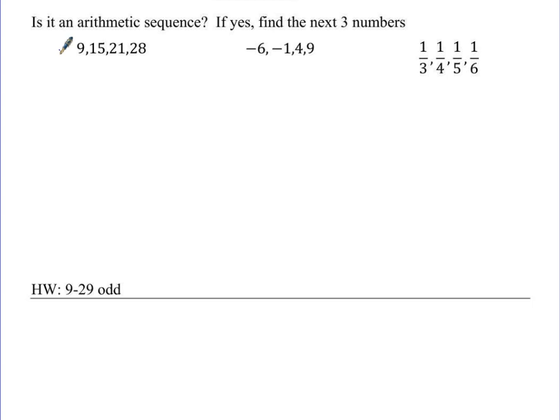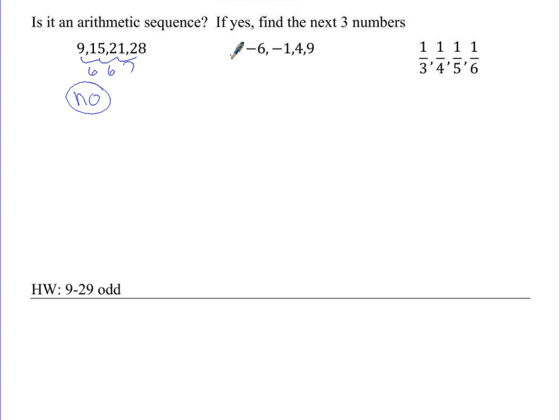So how about this first one? Is that an arithmetic sequence? No? How would I know for sure? We got 6 here, we got 6 here, we got 7 here. So that is not an arithmetic sequence. So because it's not, we don't have to bother finding the next 3 numbers. We're done. How about the next one, this middle one here?